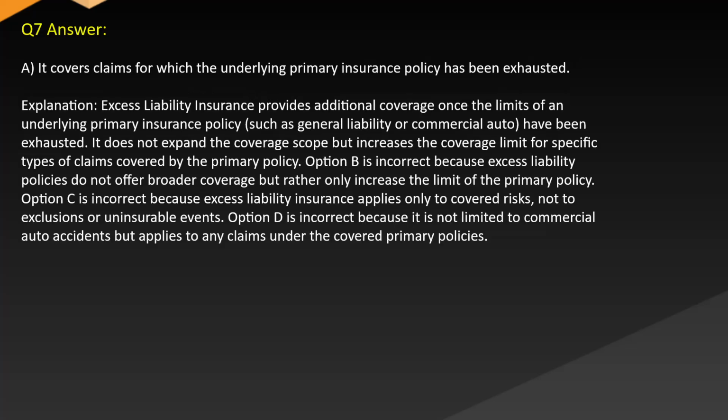Answer A. It covers claims for which the underlying primary insurance policy has been exhausted. Explanation: Excess liability insurance provides additional coverage once the limits of an underlying primary insurance policy, such as general liability or commercial auto, have been exhausted. It does not expand the coverage scope but increases the coverage limit for specific types of claims covered by the primary policy. Option B is incorrect because excess liability policies do not offer broader coverage but rather only increase the limit of the primary policy.